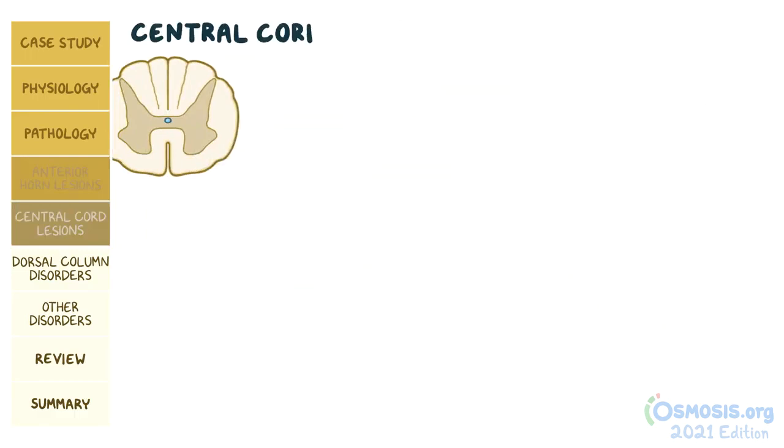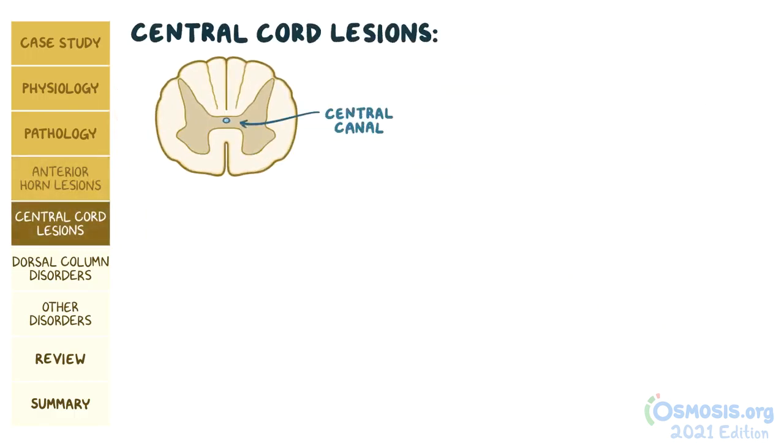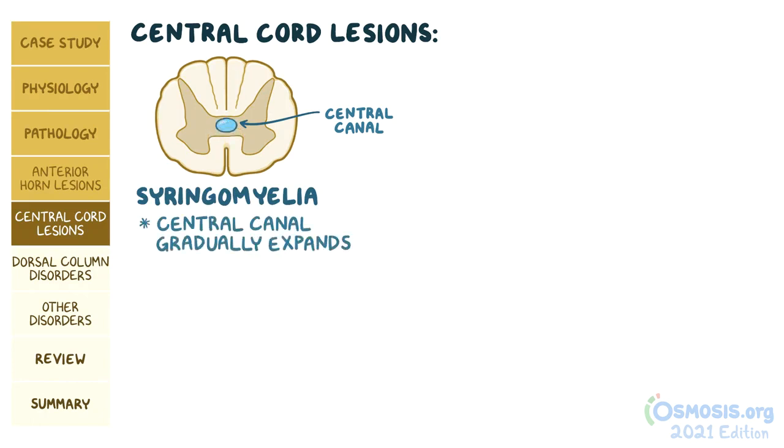Next, there are central cord lesions near the central canal of the spinal cord. The most important one is syringomyelia. This occurs when the central canal of the spinal cord that houses the cerebrospinal fluid gradually expands.